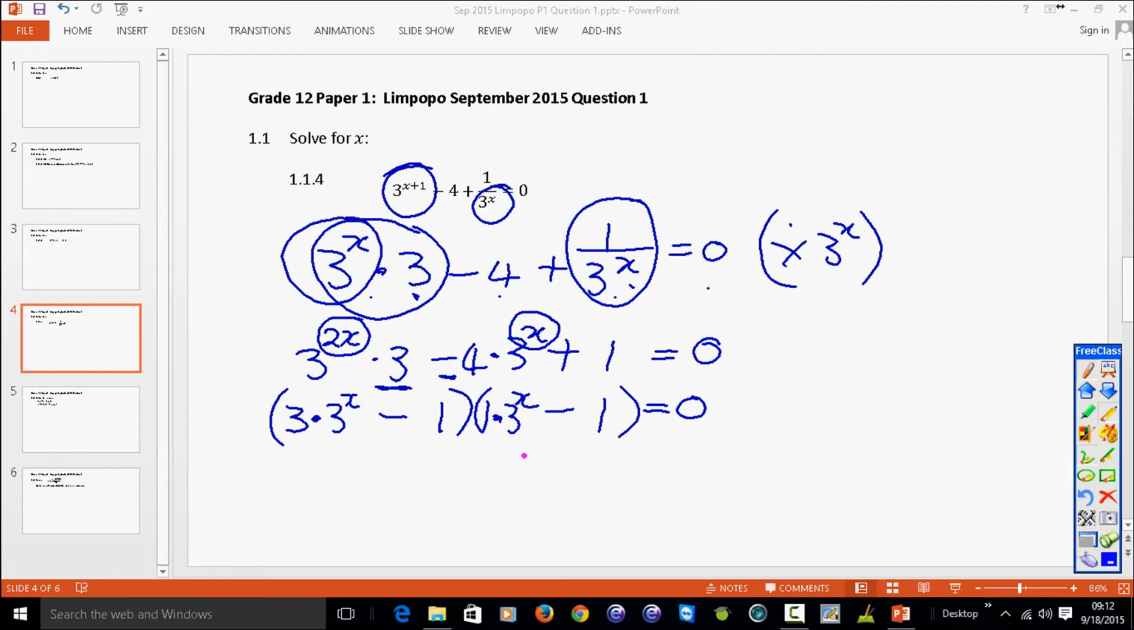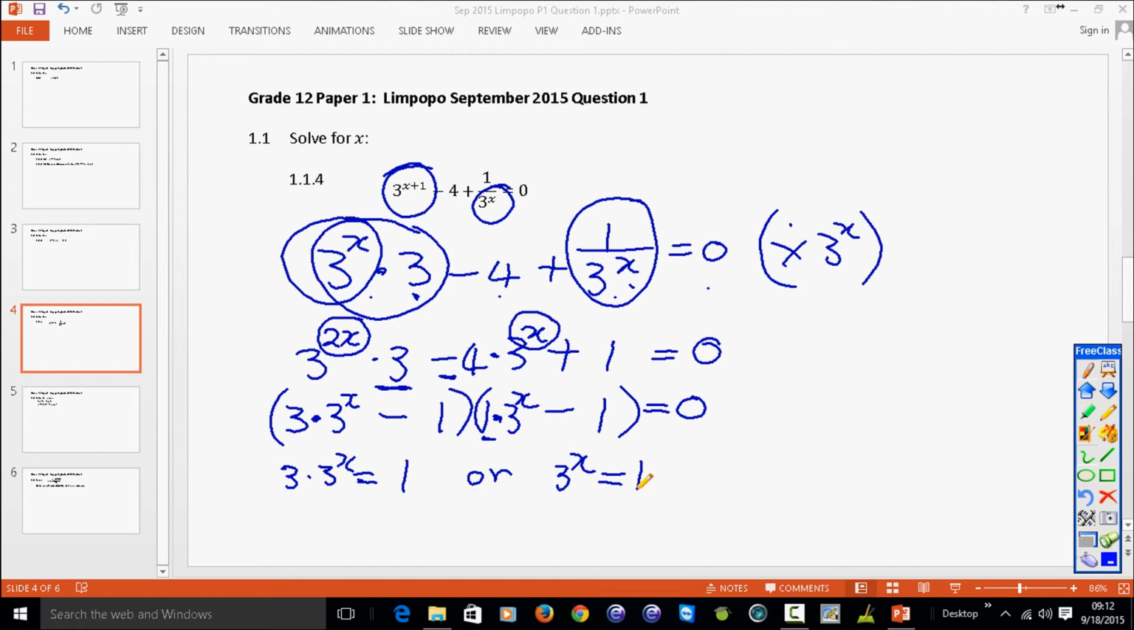So, like with quadratic equations, this is a quadratic equation. You are going to let each one of these factors be equal to 0. So 3 times 3 to the power x minus 1 is equal to 0, which leaves us with 3 times 3 to the power x is equal to 1. Or 3 to the power x is equal to 1.